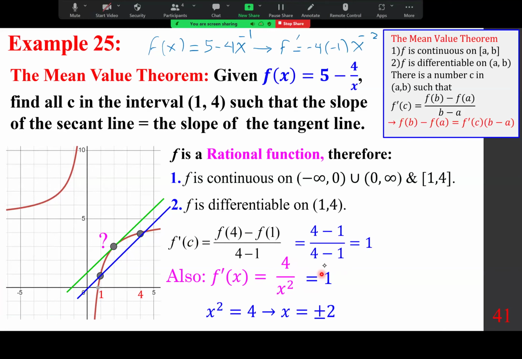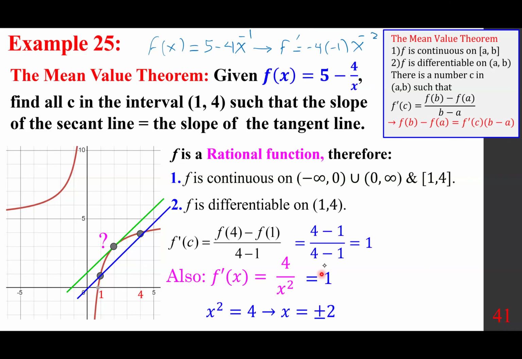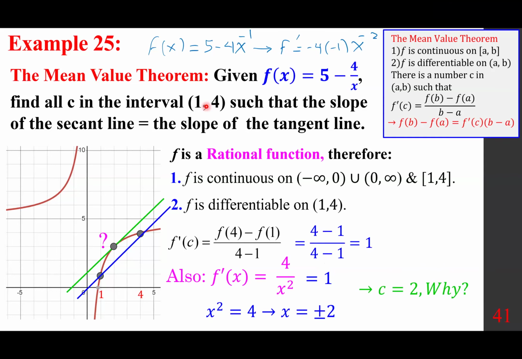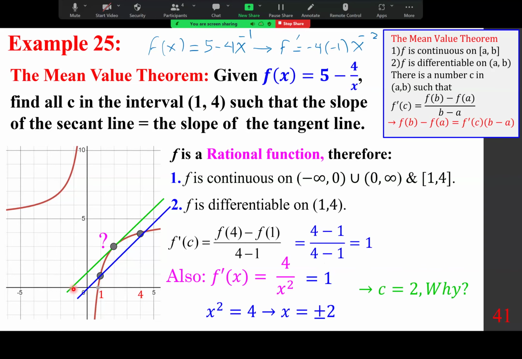So there are two answers. x equals negative 2, x equals positive 2. What is the interval? 1 to 4. So only positive 2 is an acceptable answer. So at x equals 2, we can find a tangent line that is parallel to the secant line.